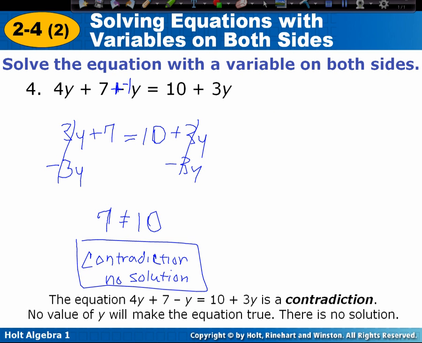You see down at the bottom it says the equation 4y plus 7 minus y equals 10 plus 3y is a contradiction. No value of y, no matter what I plug in, will ever make that equation true. There is no solution for y. Make sure that you have that work down before you move on and that you've written these words, contradiction, no solution.